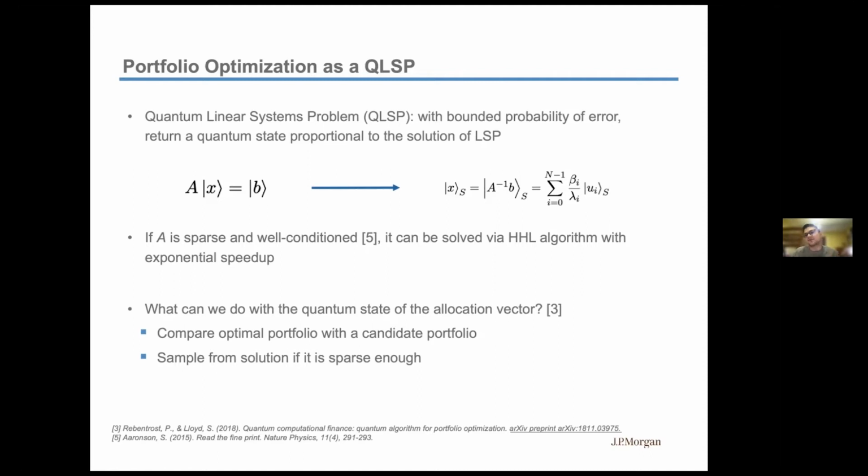In others, if the solution is sparse enough, we can sample from it. If the overall solution is sparse, it's effectively performing tomography in a sense, but there are not exponentially many non-zero values. And also in others, we can measure certain observables. An example of an observable is the covariance matrix, so we can determine the risk associated with our portfolio. So there's a variety of things we can still do with the HHL solution, potentially obtaining this exponential speedup.